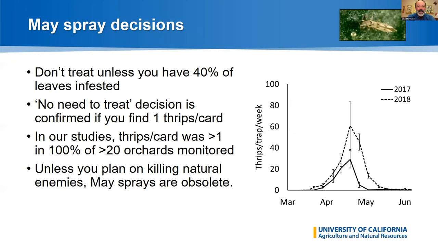So again, maize sprays. Maize sprays 10, 15 years ago, at least in the Southern Valley, were an absolute necessity. Nowadays, they are an absolutely obsolete practice, again, unless you're planning to do something to kill biological control, because we are always seeing enough biocontrol to take care of early season mites.